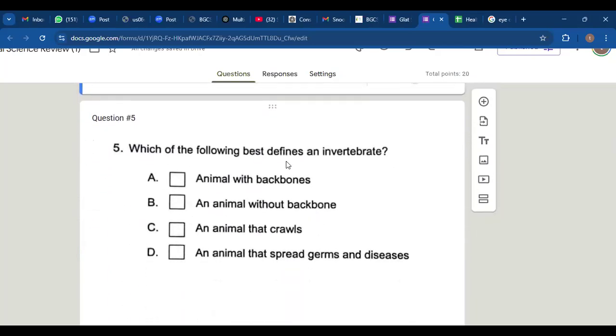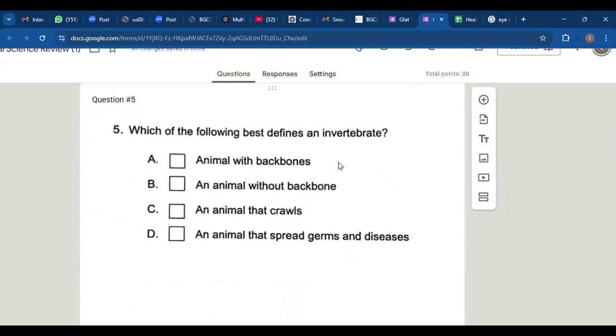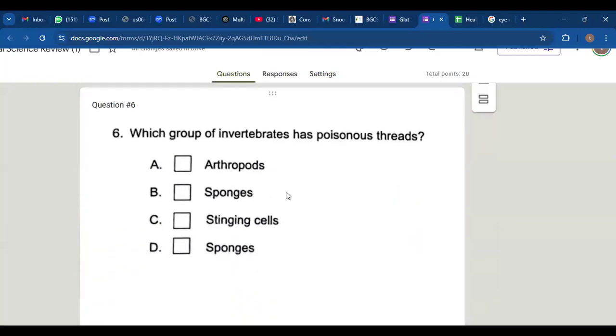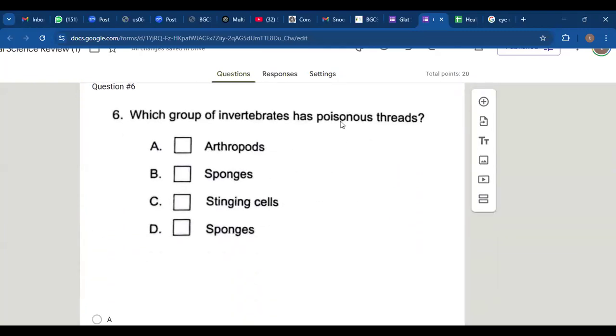Number 5. Which of the following best defines an invertebrate? What's an invertebrate? An animal without a backbone. Very good. That's D. Very good. Which group of invertebrates has poisonous threads?